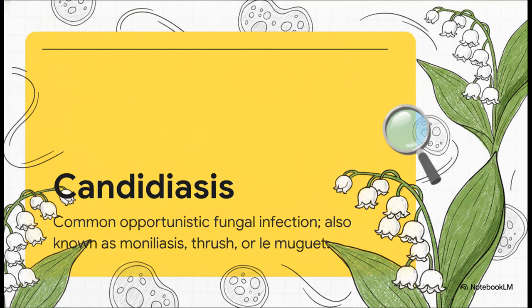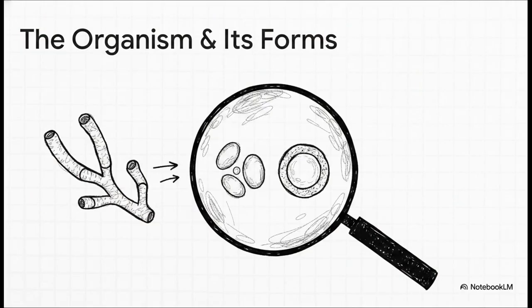Okay, so at its core, candidiasis is just one of the most common opportunistic fungal infections out there. You'll also see it called candidosis, moniliasis, or simply thrush. But here's a pro tip. There's this poetic French synonym, le muguet, which translates to lily of the valley. Dropping that term right in your introduction, that is a brilliant way to impress your examiner, especially if you're an examiner's favorite. Now we have to identify the culprit.